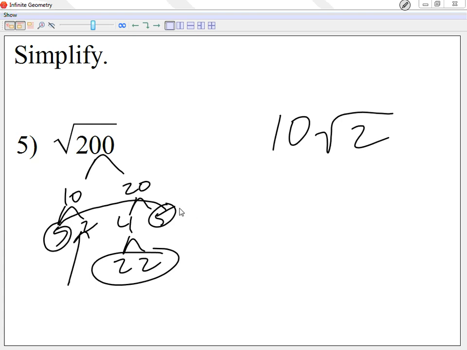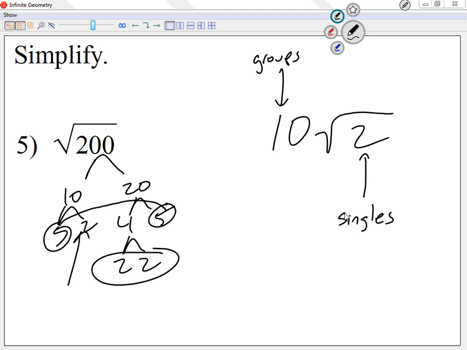So remember, if you have more than one group, like in our case, multiply them. That's how we came out with the 10. Now, when it comes to singles, if you have more than one single, because it will happen, multiply them for the inside. Remember, my thing is, outside are the groups. If there's more than one, multiply them. Inside are the singles. If there's more than one, multiply them.